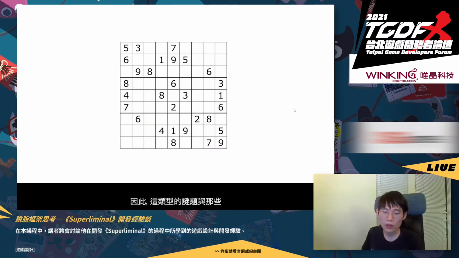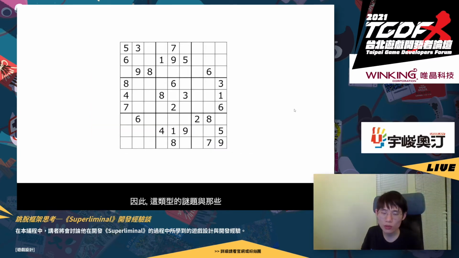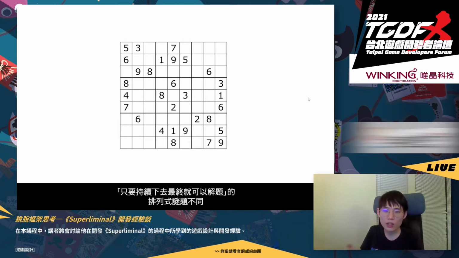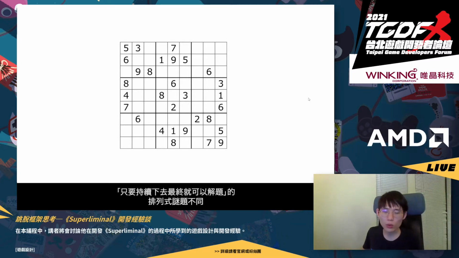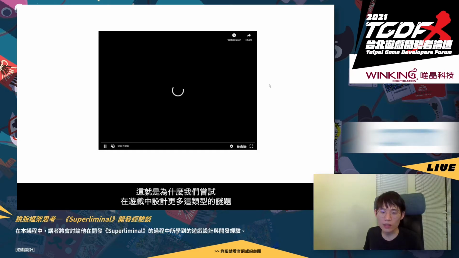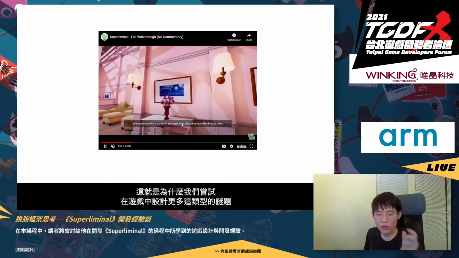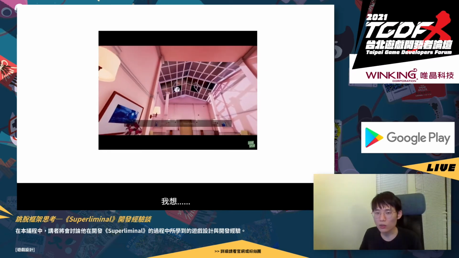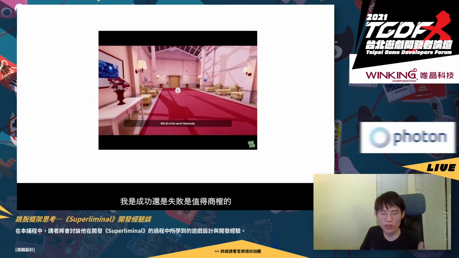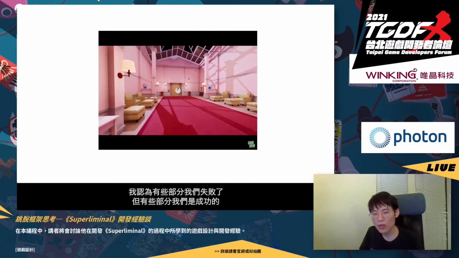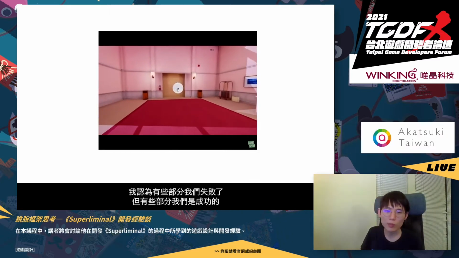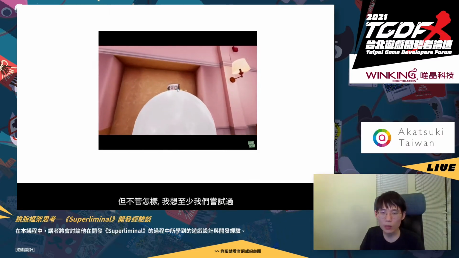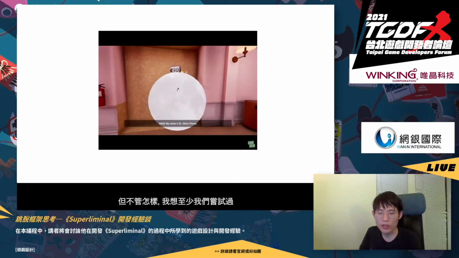And so unlike others, like order of operation puzzles, that you can solve eventually, but you just have to work your way through it. And that's why in the end, we tried to do more types of puzzles in the game. And I think you could debate whether it's successful or not. I think there are some parts we failed at, and there are some parts we succeeded at. But in the end, I think it was good that we'd at least tried it.